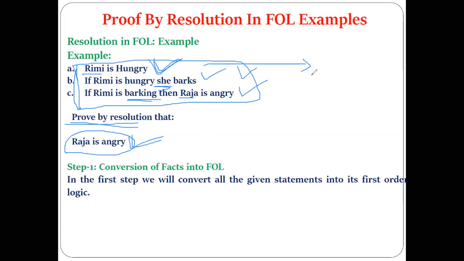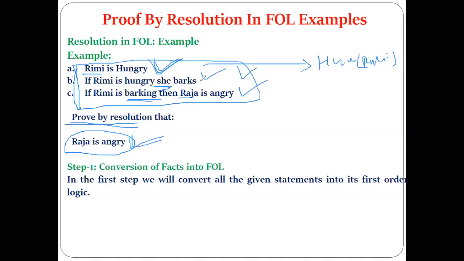So, directly in the syntax format. When you convert that, what is the first thing you have to see? What is the predicate in that statement? Hungry. Hungry is the predicate. Okay, so it will be like hungry, and in parenthesis Remy. It will be like that. Yes or no?